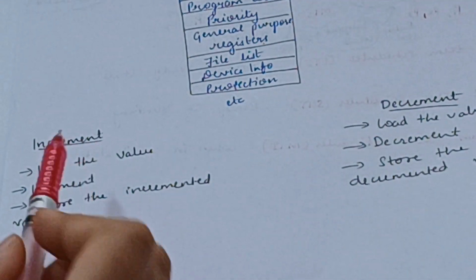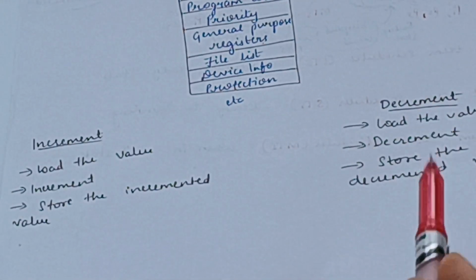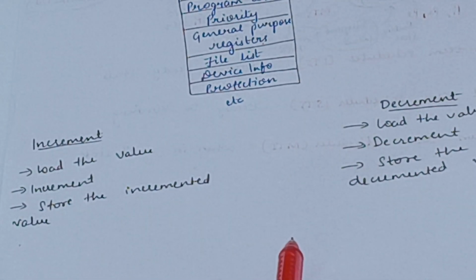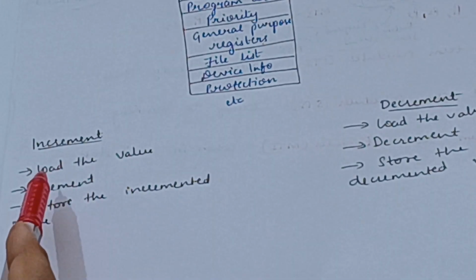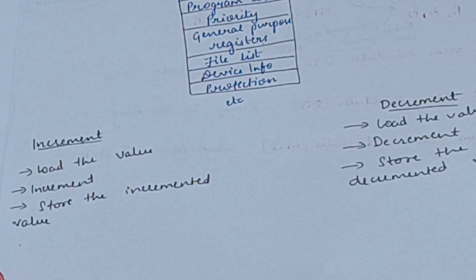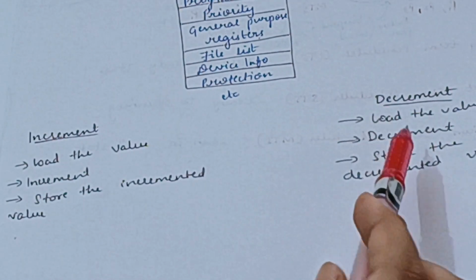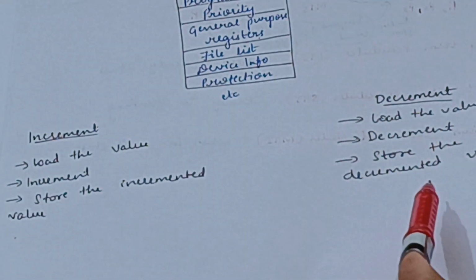We have certain instructions for executing the increment process and we have certain instructions for executing the decrement process. The steps for incrementing are: first you have to load the value, then increment the value, and then store the incremented value. Similarly in decrement, we load the value first, then decrement, and then store the decremented value.